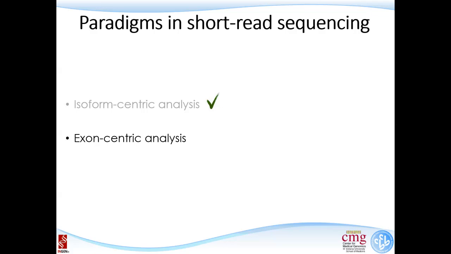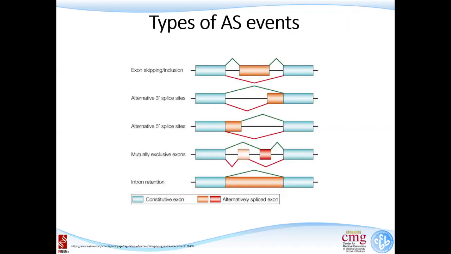So to get into how we look at exactly pulling apart this network, we need to know, first of all, the types of events that we're going to be dealing with. So there are approximately 5 common types of events. You have the standard skipped exon, and then you have alternative 3 and 5 prime sites, and you have mutually exclusive exons, which are basically never in a transcript together. And then you have intron retention.